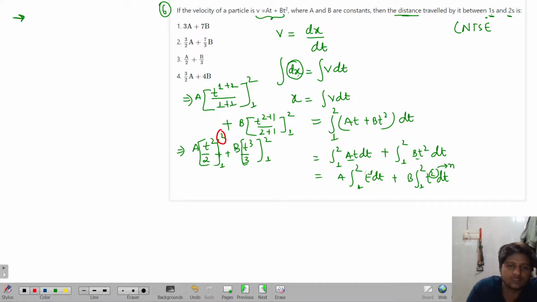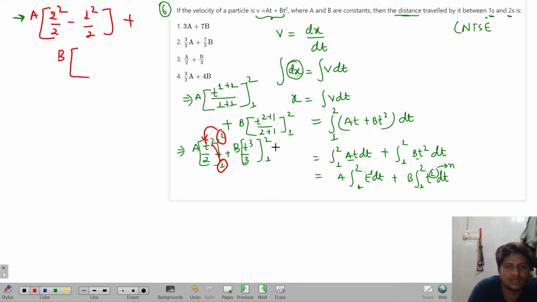So first we have to replace the upper limit for the variable. So for a, 2 will be replaced with t over here, 2 square divided by 2. After that, to replace the lower limit, we first put a negative sign, then put the lower value over here. So it will be 1 square divided by 2, plus b. Here again 2 for the upper limit, 2 cube divided by 3. After that, for the lower limit, a negative sign, again the lower limit replacing the variable, so 1 cube divided by 3.